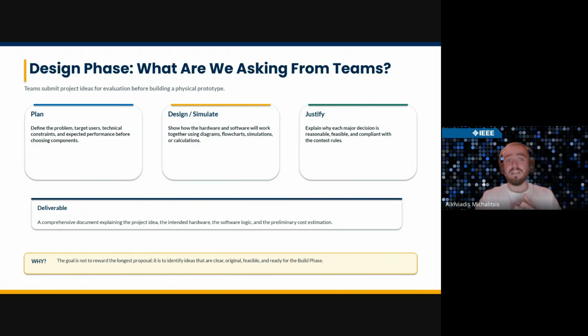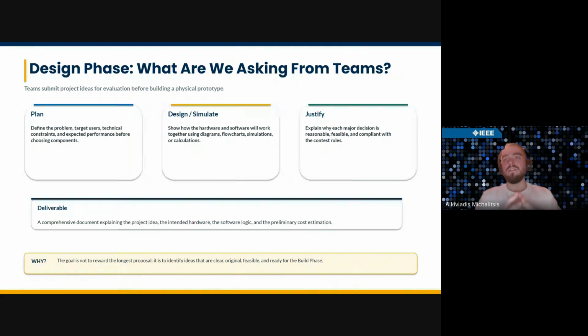Regarding the design and the simulation, you should show how the hardware and software will work together using diagrams or flowcharts, simulations if possible, or calculations. If you can't show or implement a simulation, you can give some mathematical formulas regarding, for example, the power consumption of your system, which is specified based on the voltage and the amperage that your system requires.